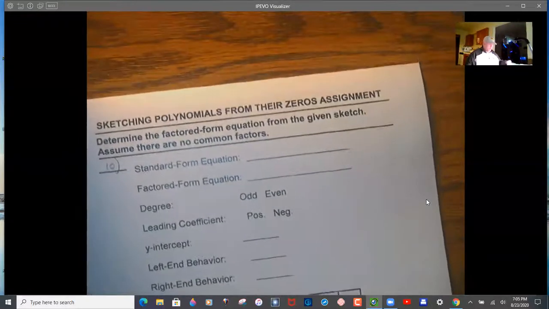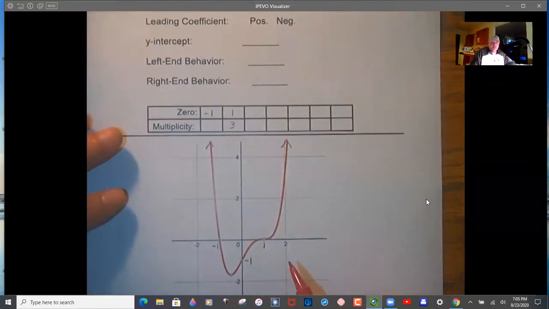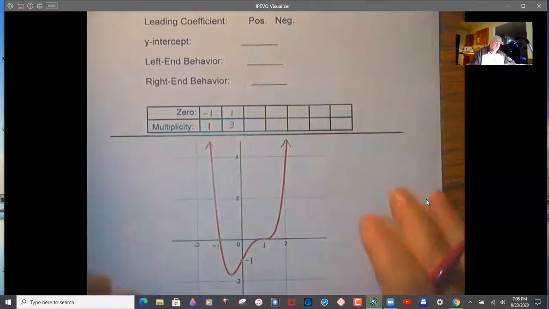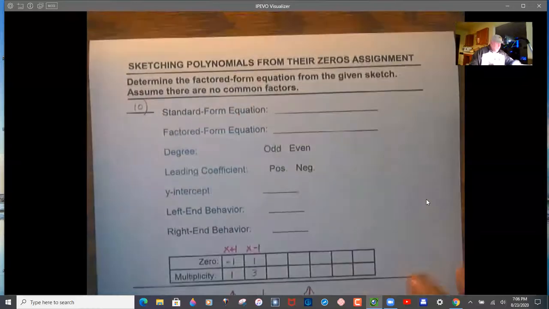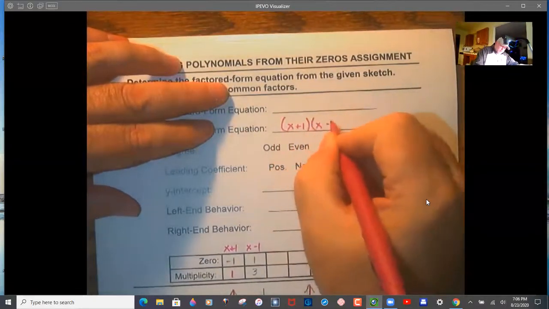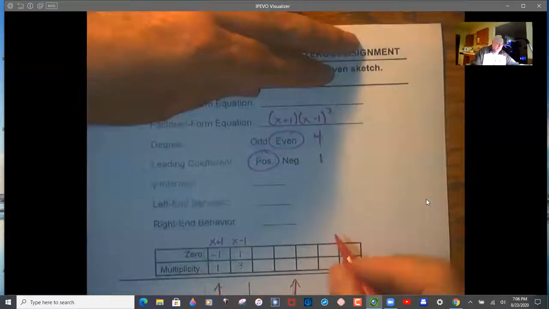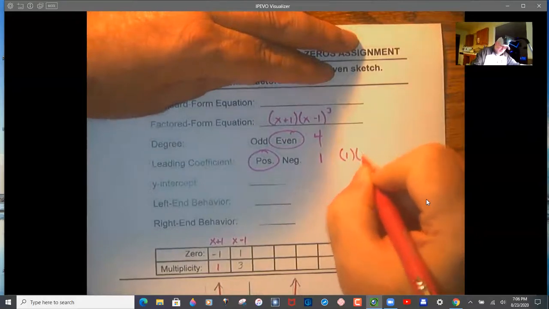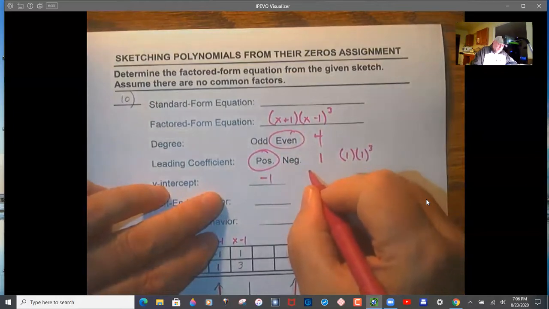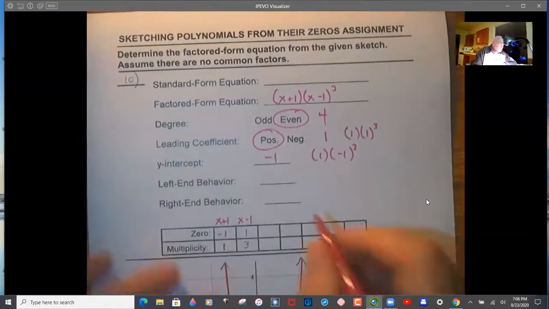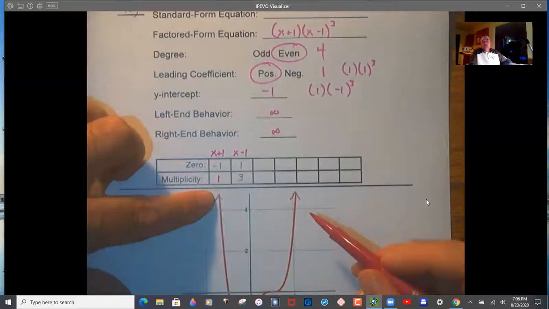And then number 10. So now you have the graph, and I can tell at 1, you see how it's flat there, that's a cube. That's a triple, and then negative 1 is a multiplicity of 1. And now we're ready to write the factors above. So we have x plus 1 times x minus 1 to the 3rd. And this is even, positive. So this is 1 times 1 to the 3rd. Y-intercept will be negative 1. So this is 1 times negative 1 to the 3rd. And so even positive, well, you have the graph so you can see that they're both going towards infinity there.